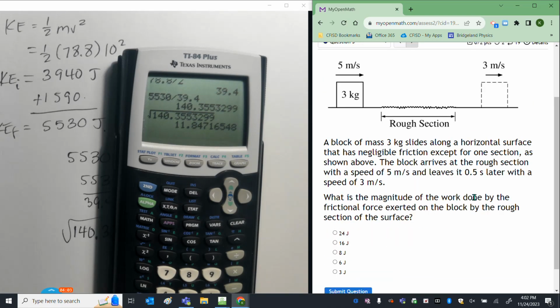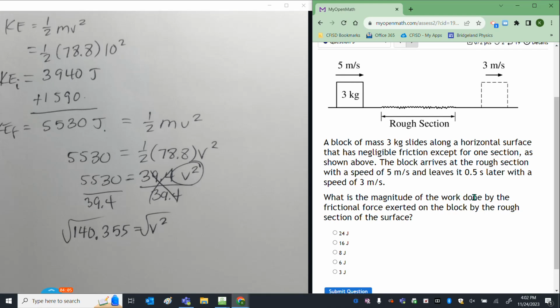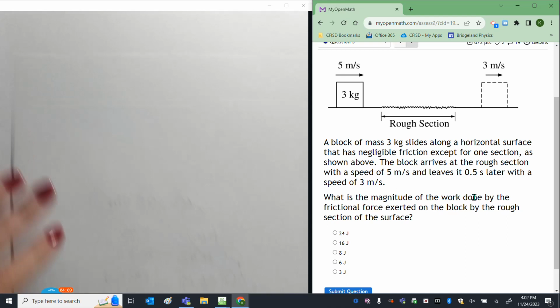Question 3 says, a block of mass 3 kilograms slides along a horizontal surface that has negligible friction except for one section as shown above. The block arrives at the rough section with a speed of 5 meters per second and leaves it 0.5 seconds later with a speed of 3 meters per second. What is the magnitude of the work done by the frictional force exerted on the block by the rough section of the surface?